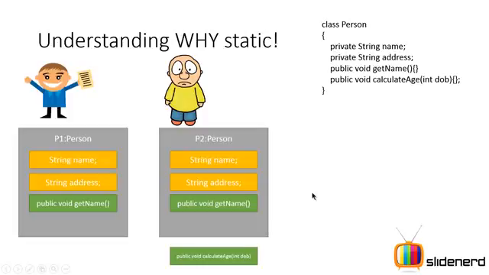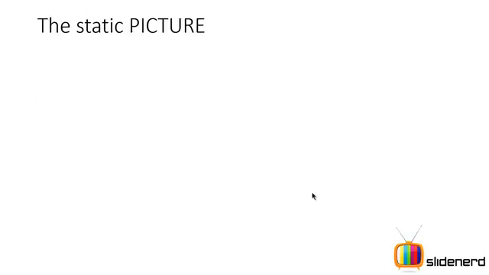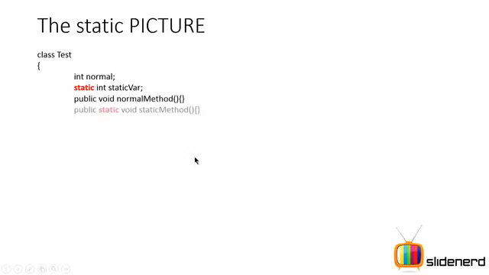So now let's take a deeper look at static and try to understand what we can do with this. Let's take a look at the picture behind static. Here there's a class Test and I have my normal variable, int normal. Then there's my static variable, static int staticVar. Then there's of course my normal method and my static method. As per our earlier discussion, the normal variable and the normal method are going to be different for every object, but the static variable and static method are going to be the same across all the objects. The static variable is a common piece of data used by all the objects, and the static method is a common set of operations, or you can say a function, that is going to be accessed by all the objects.